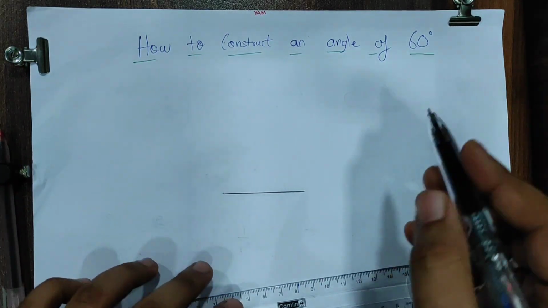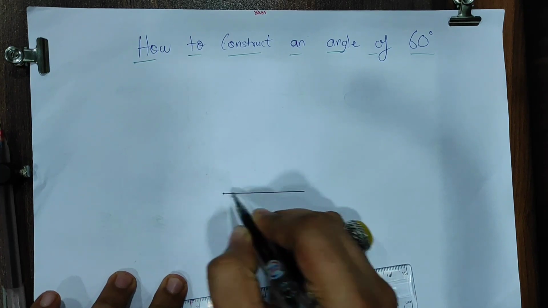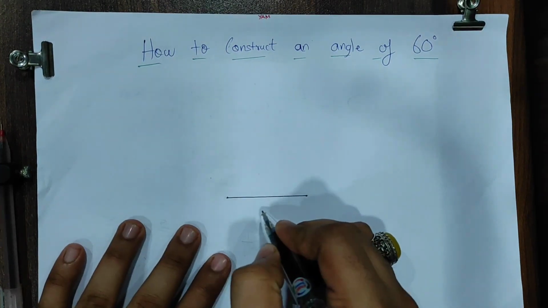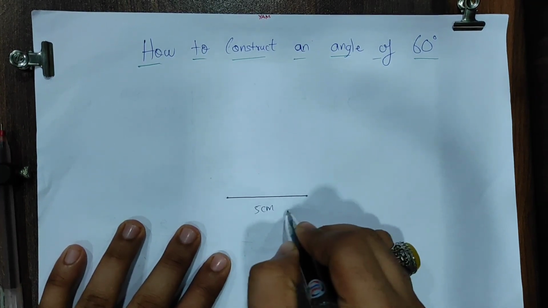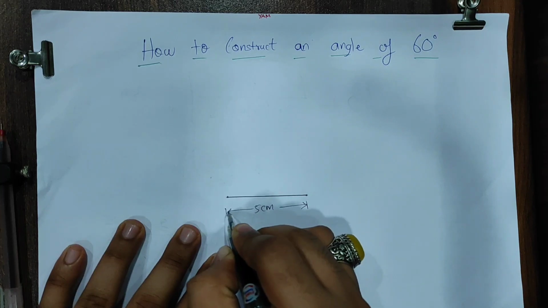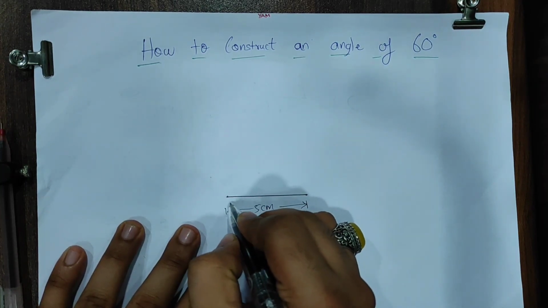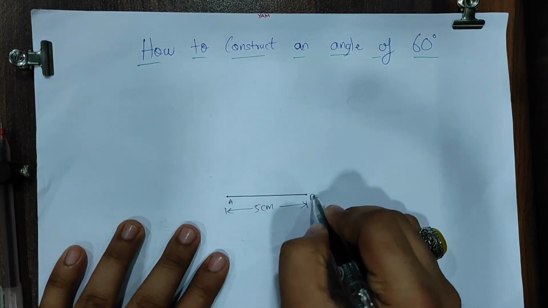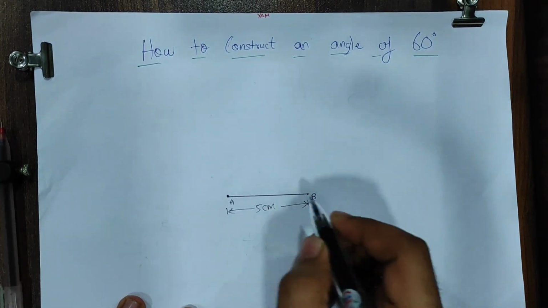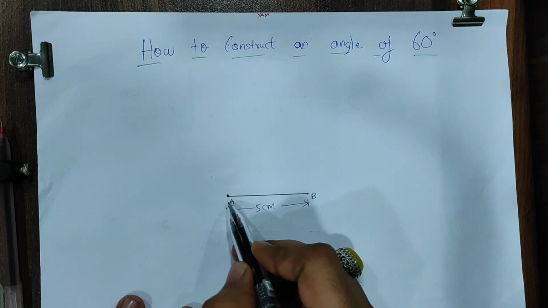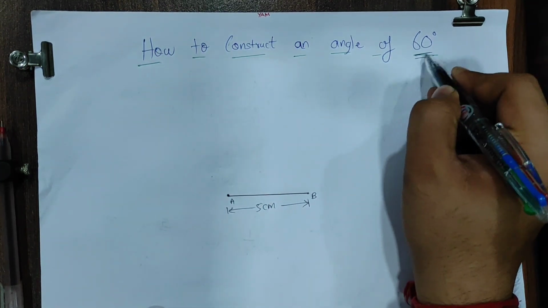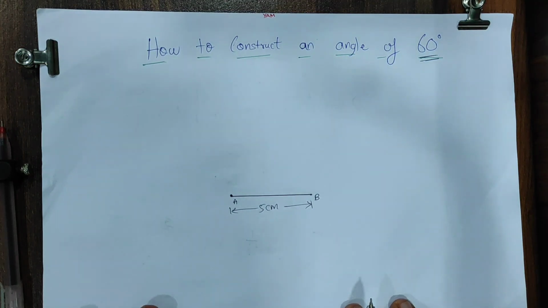This is my figure over here. I have taken randomly 5 centimeter over here. This is 5 centimeter. This is how we write the dimensions. Let this be called point A and this be called point B. So this is basically my point A, and let us suppose from point A I have to construct an angle of 60 degrees. What will I do, please? Pay attention, all of you.